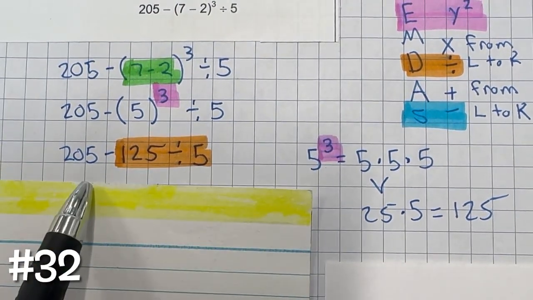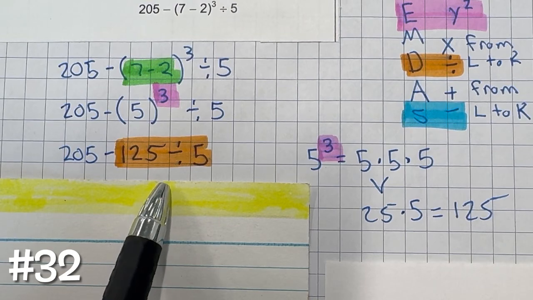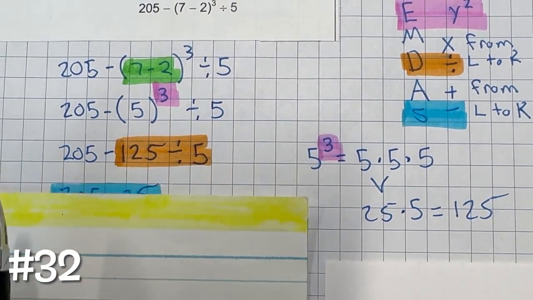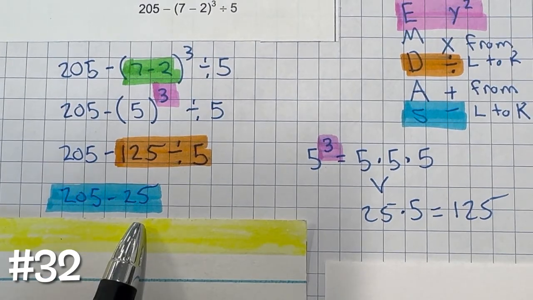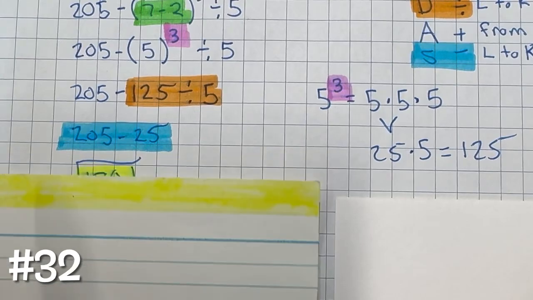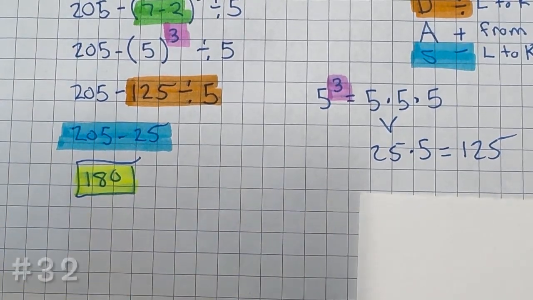So now we do division. 125 divided by 5 is 25. And now subtraction, 205 minus 25 is 180.